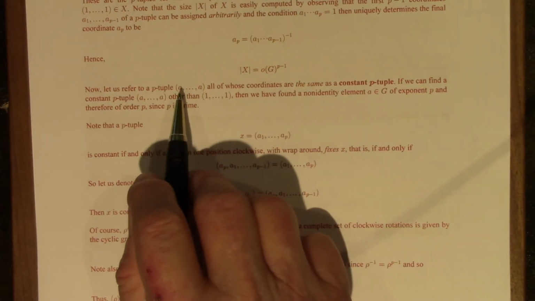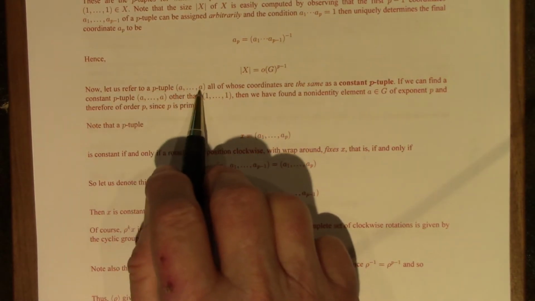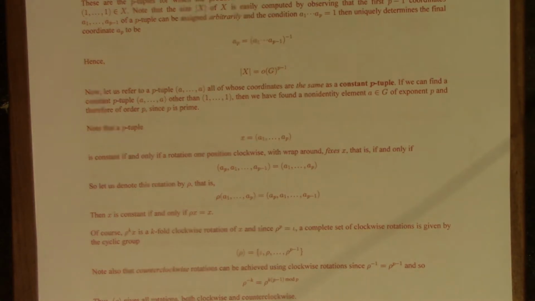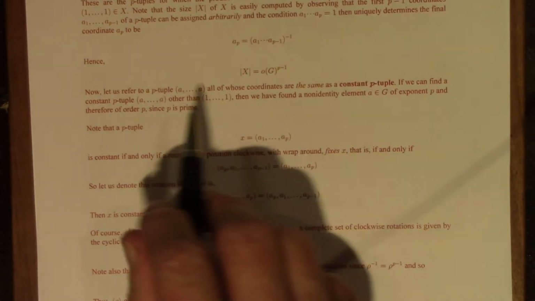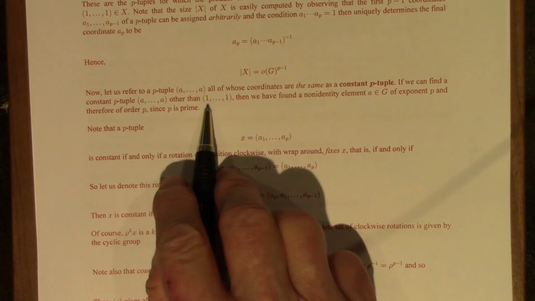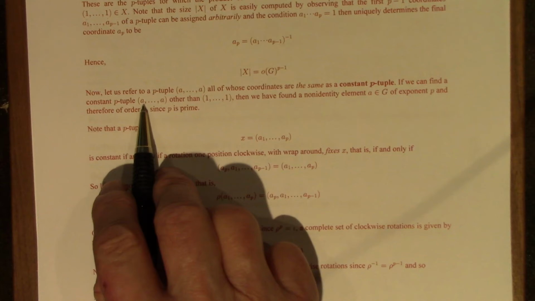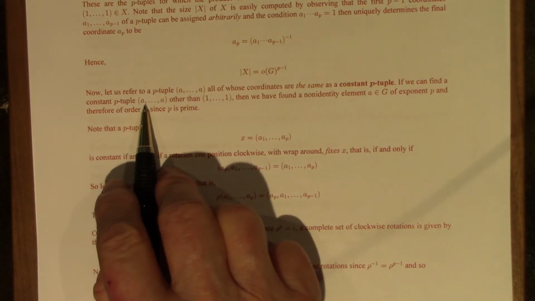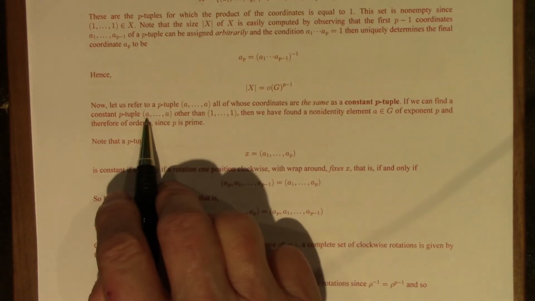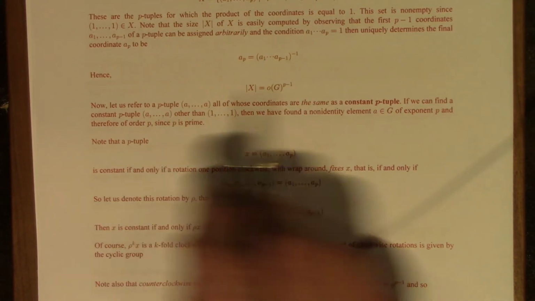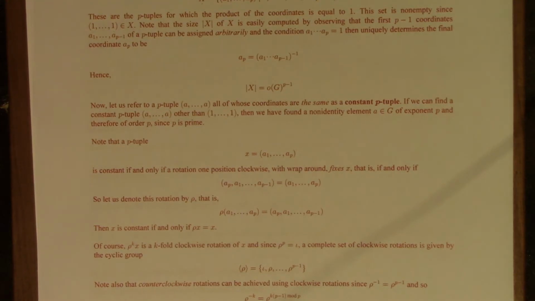Now, we'll refer to a p-tuple, all of whose coordinates are the same, as a constant p-tuple. If we can find a constant p-tuple other than the p-tuple with all 1s, we've found an element of exponent P, because the product of A with itself P times, A to the pth power, is 1, and therefore of order P, because P is a prime.